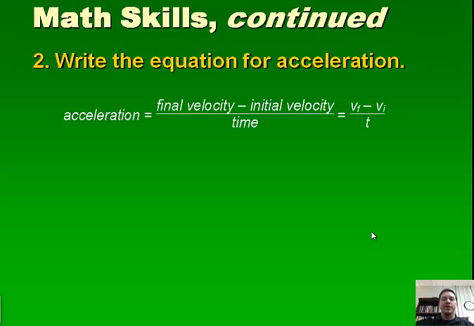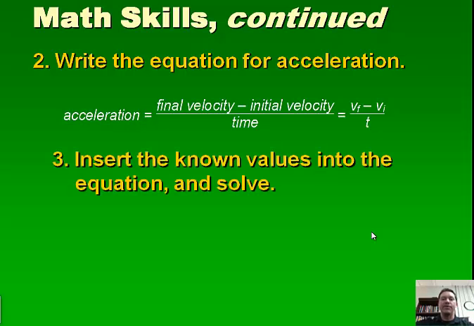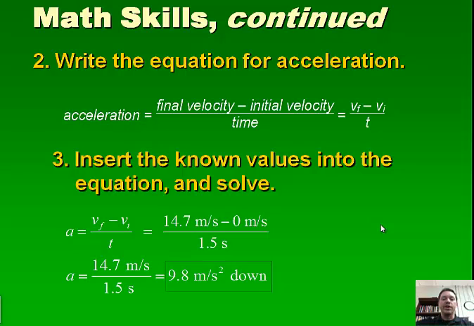So we're going to write our equation out. We've got acceleration equal to final velocity minus initial velocity divided by the time. So we're going to insert what we know. We know 14.7 meters per second is our final velocity. Subtract off 0 from 14.7, so we still have 14.7 divided by 1.5 seconds. So we end up with 9.8 meters per second squared down, which interestingly enough, is also the acceleration due to gravity, which we'll get to later, so you don't have to worry about that right now.